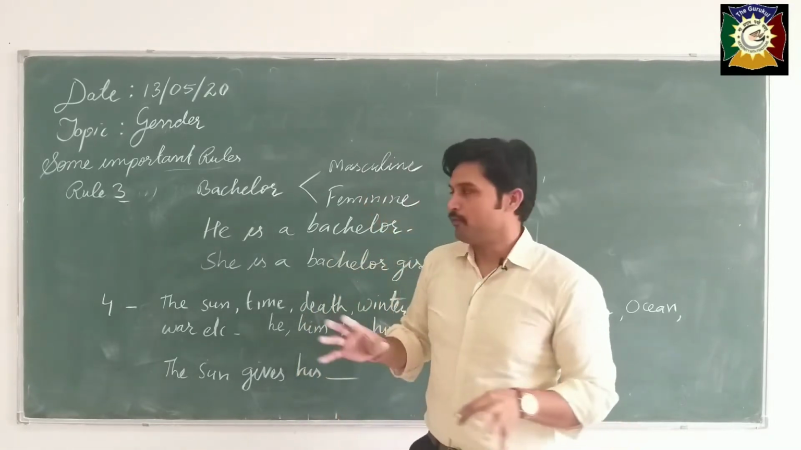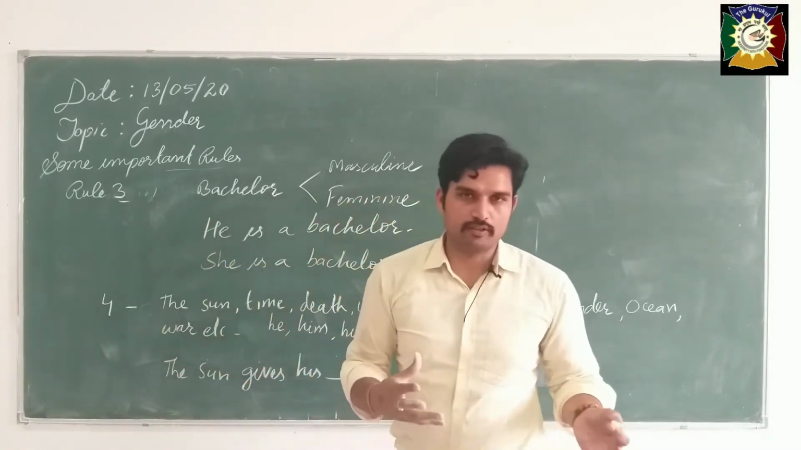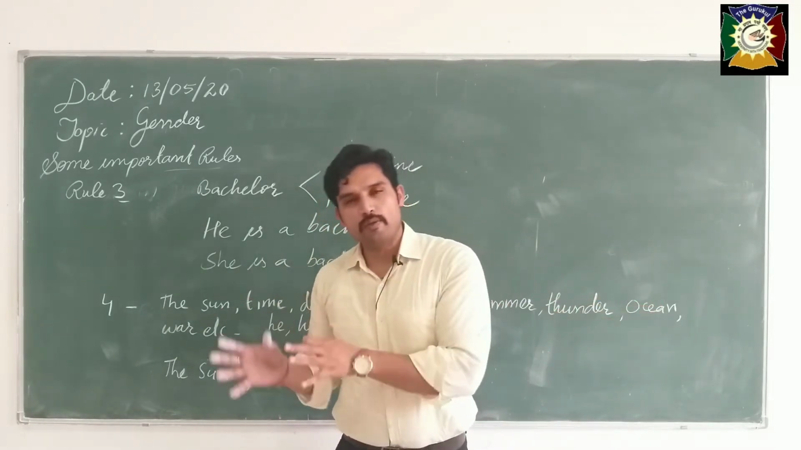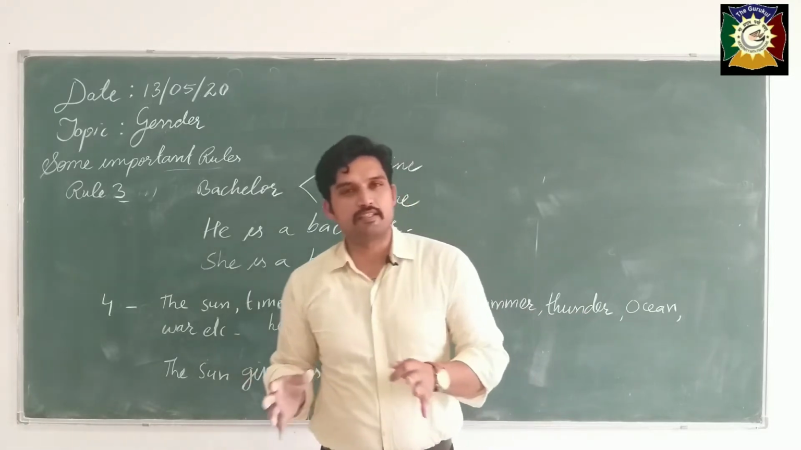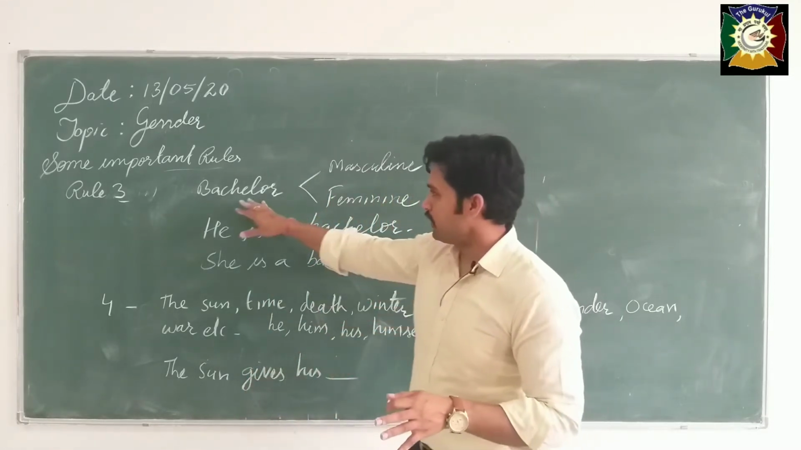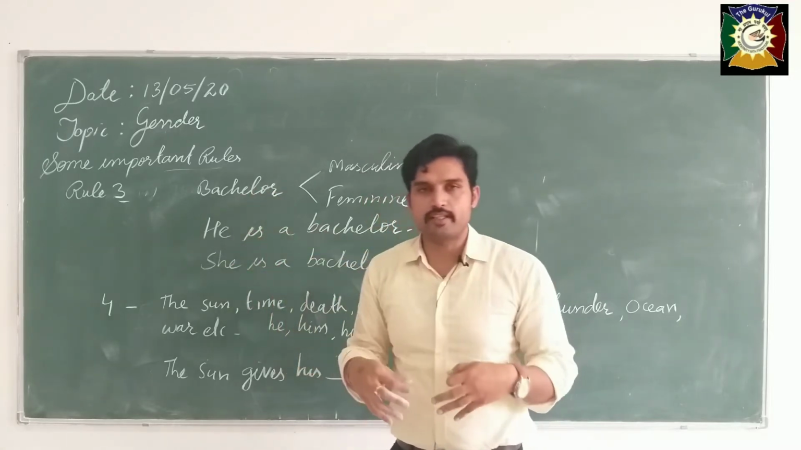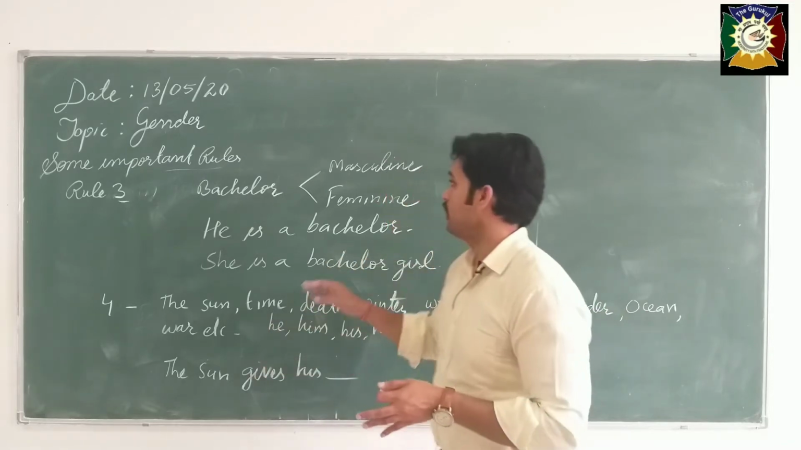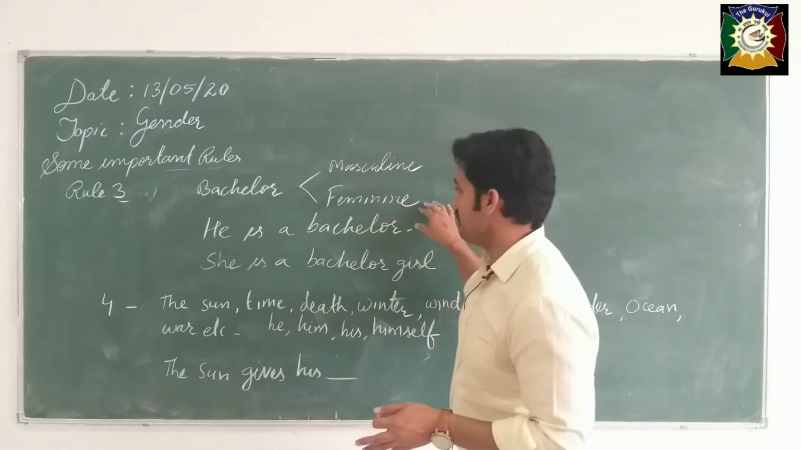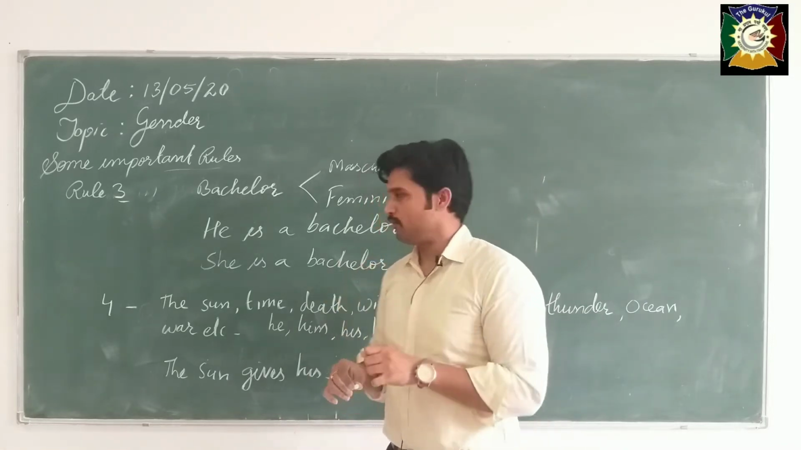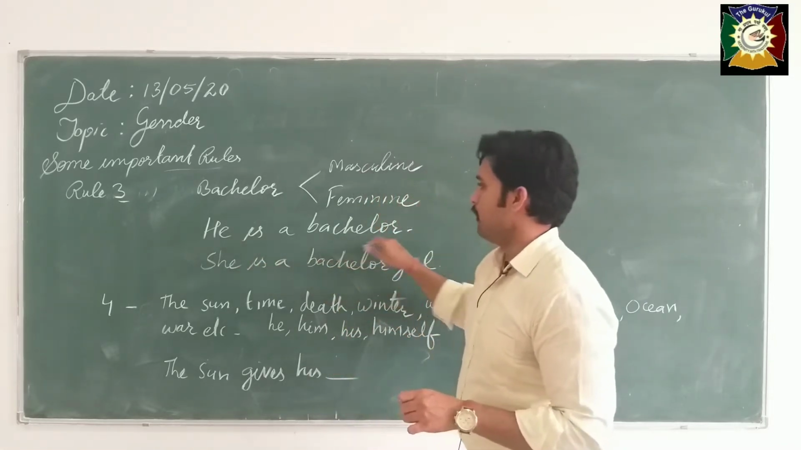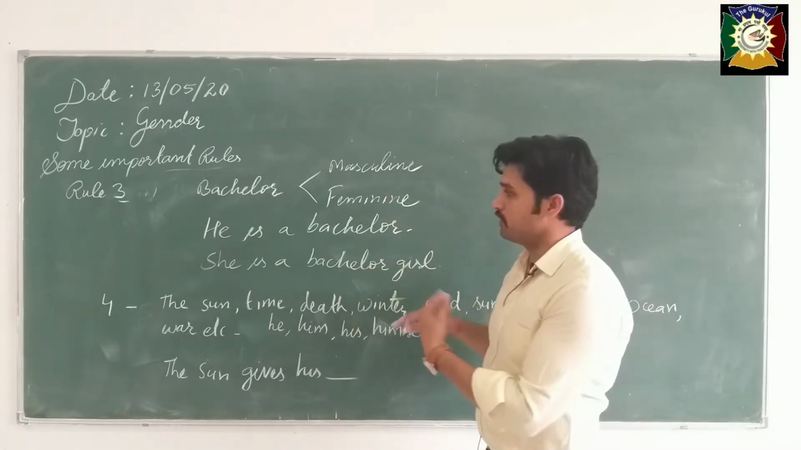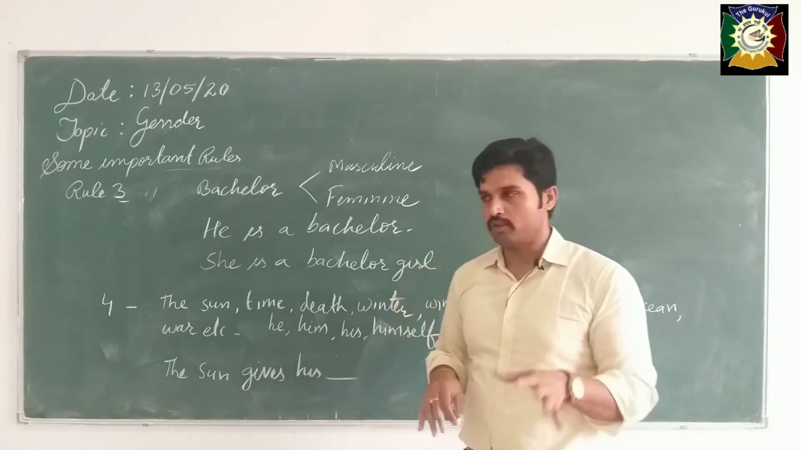Now there is a word under rule number 3: bachelor. Earlier we learnt bachelor is masculine, and when we change the gender, that becomes spinster. Now bachelor is both, because these days we don't use bachelor only for male, we use bachelor for both male and female. So we use the bachelor word for both masculine and feminine. He is a bachelor, right? She is a bachelor girl, because here we can use bachelor for both.